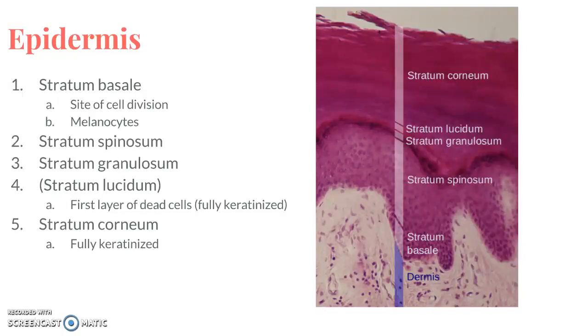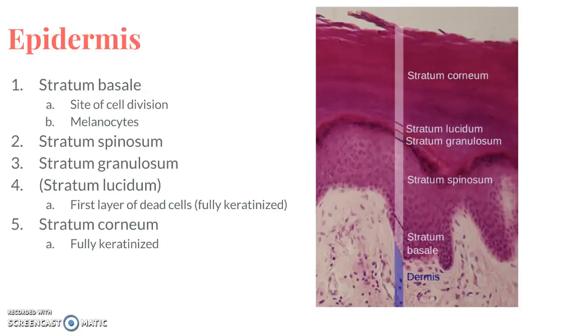This is where all of our new skin originates from. Also, in between these squamous cells that make up the epidermis, we have specialized melanocyte cells that will produce melanin, which gives us our skin pigment. And it also allows for tanning to occur when we're exposed to UV radiation during sun or tanning booths or whatever it is that might cause tanning.